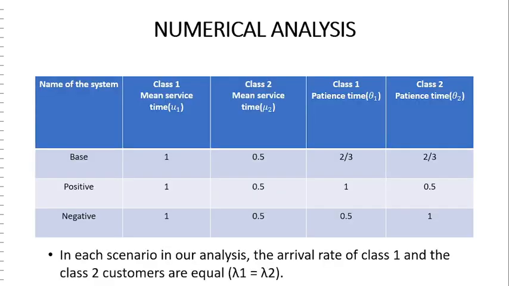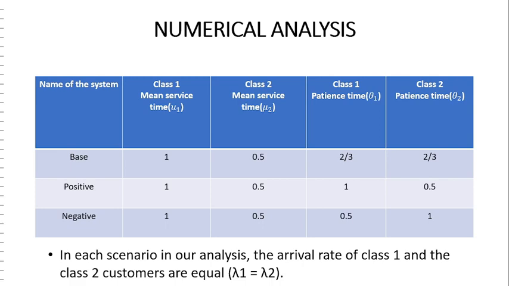And let's go to the numerical analysis of this system. Here we are going to compare the performance of three systems over a range of system load, and those three systems are the base system, positive system and negative system. In all these three systems, class 1 has a mean service time of 1 unit, and class 2 has a mean service time of 0.5 unit.